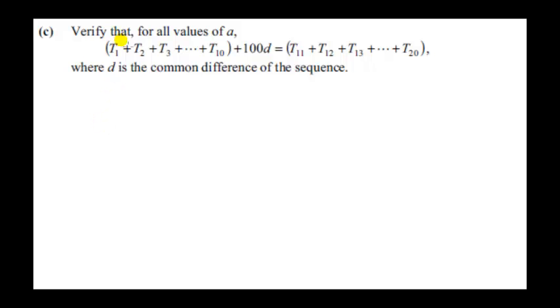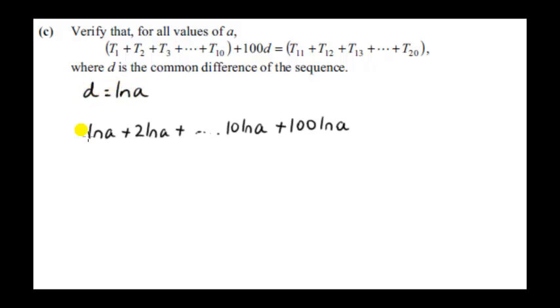Verify that for all values of a, the sum of the first 10 terms of the series plus 100 times d is the sum of the next 10 terms of the series. d is the common difference of the sequence, so d, as we know, is ln a. Here is what the left hand side looks like. t1 is ln a, t2 is 2 ln a, and so on as far as t10, which is 10 ln a, and we want 100 times d, which is 100 ln a.